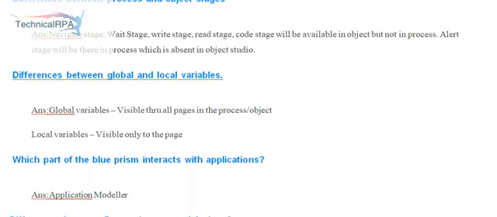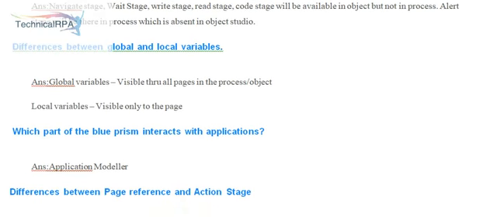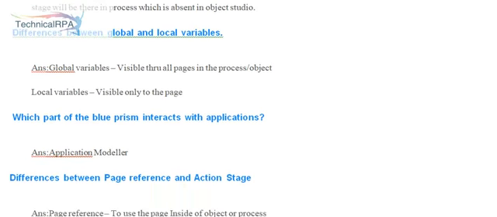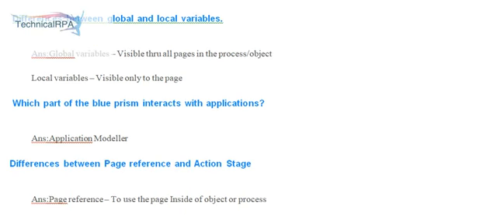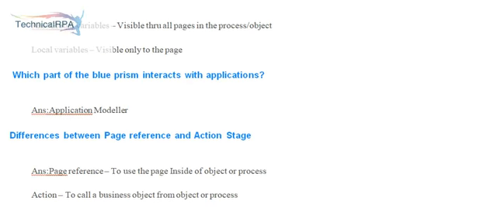Explain the default pages of process, object. Process: main page. Object: initialize and clean up. Differences between functionality of process or object. Process: hierarchical. Object: parallel pages execution.